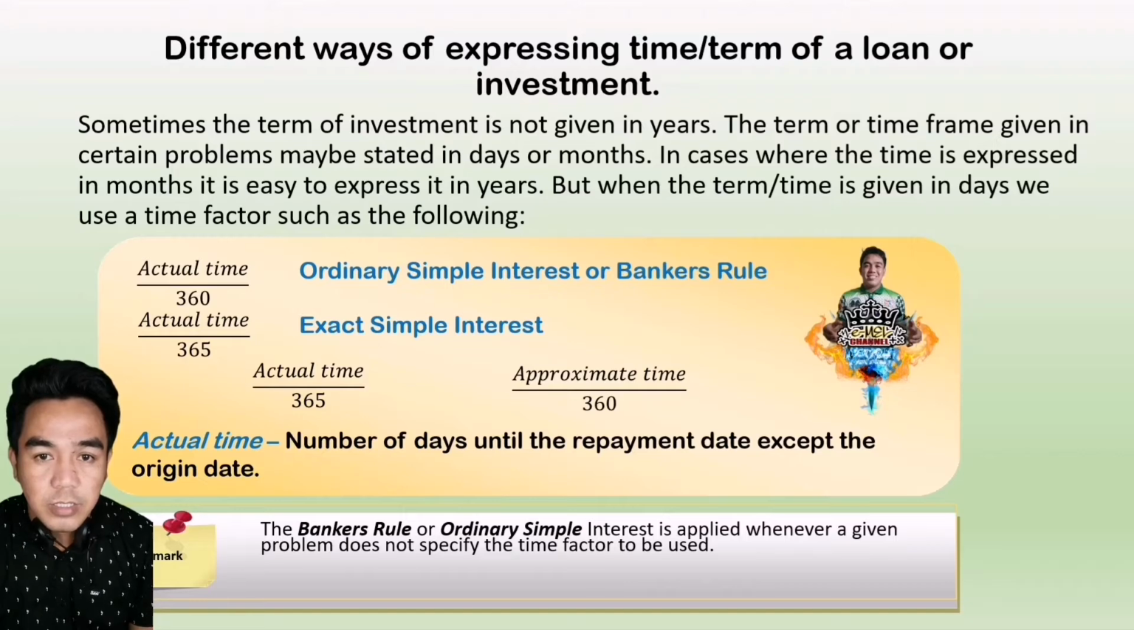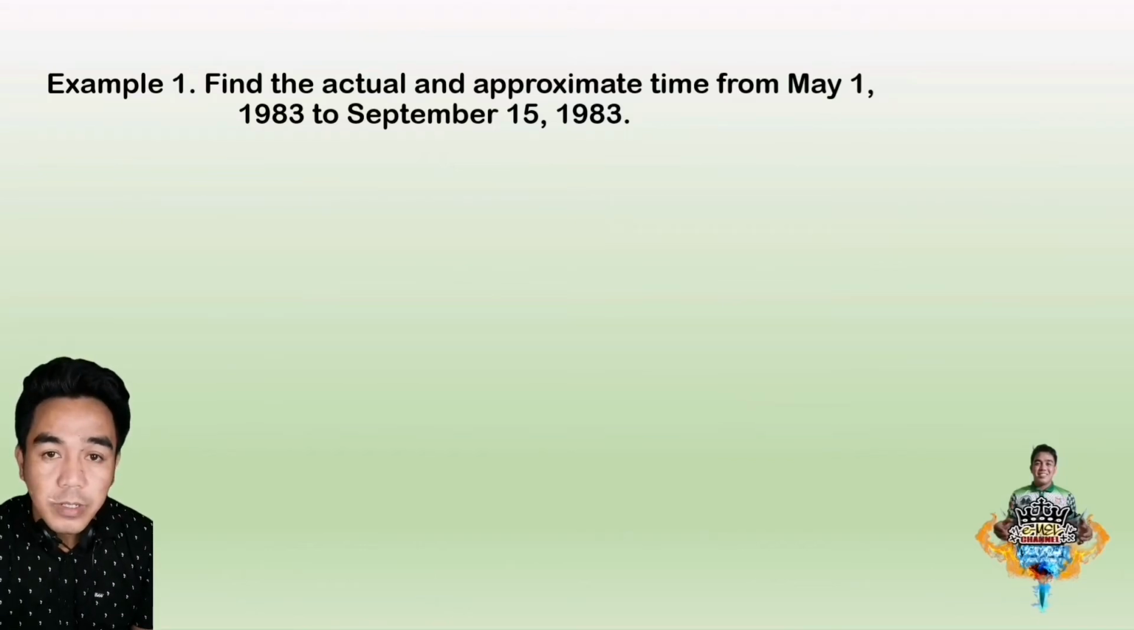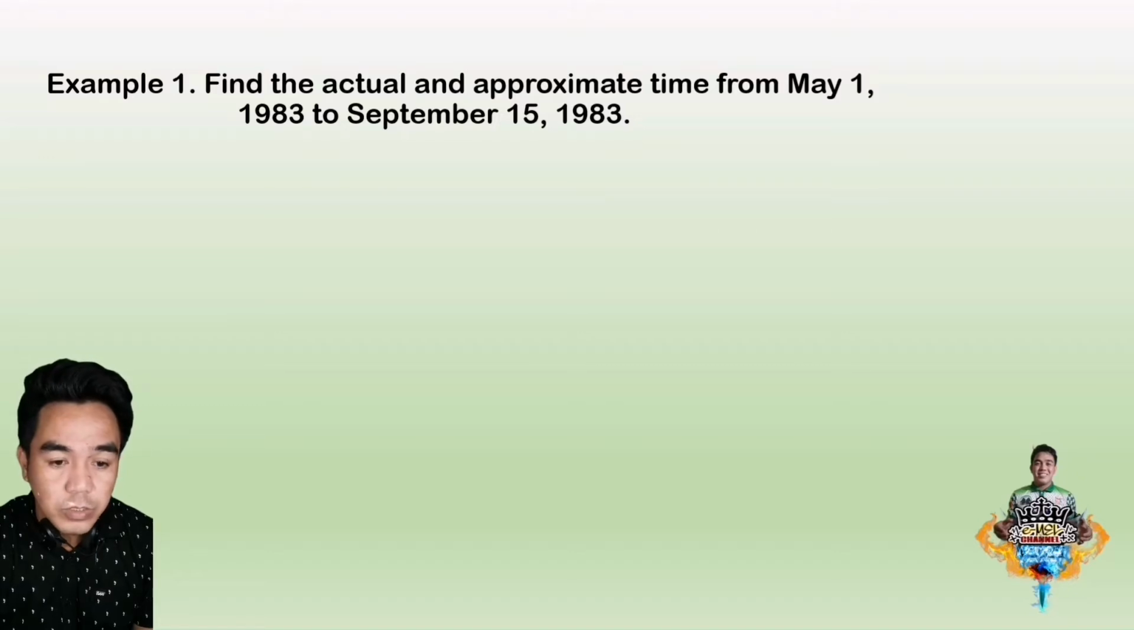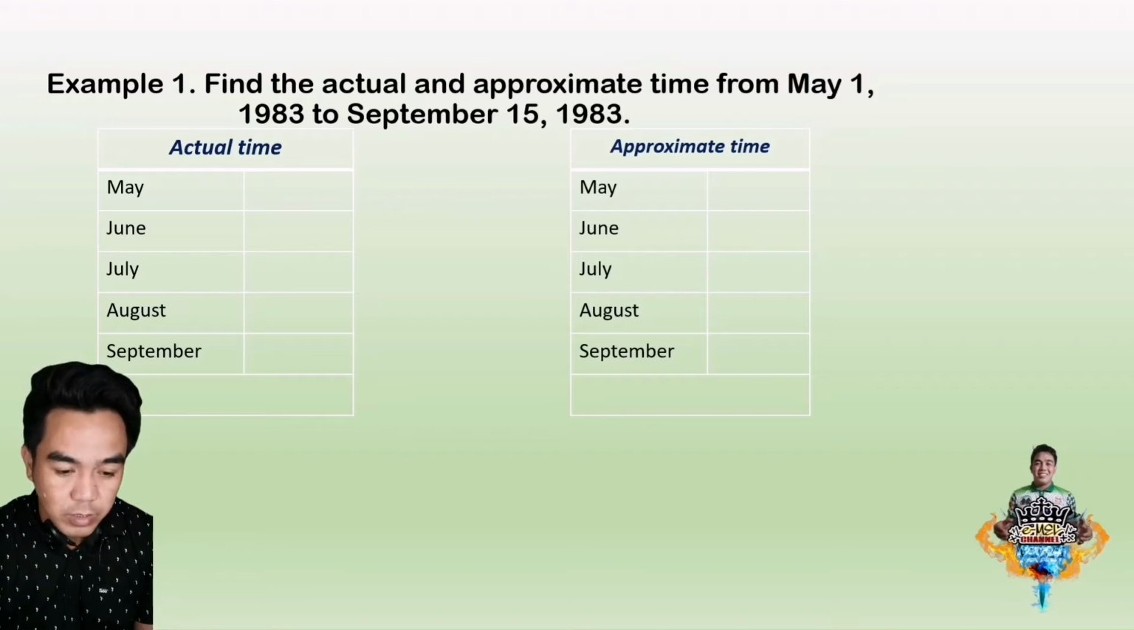Now, to understand this more, let us have an example. Example number 1. Find the actual and approximate time from May 1, 1983 to September 15 the same year. First, we're going to make two columns because we're trying to solve for the actual and the approximate time. And it looks like this. It starts with the original date of the month. The original date is May 1 and the maturity date is September 15.